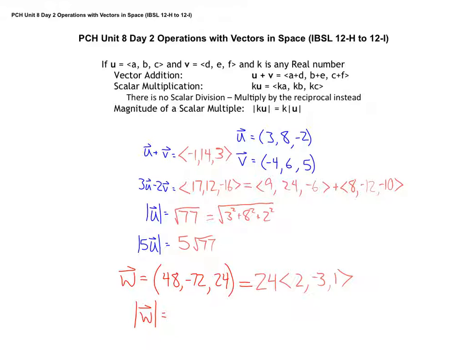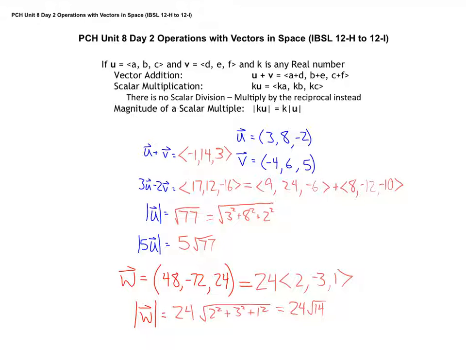And I don't know about you, but when I go to find the magnitude of w, I'd much rather do 24 times the square root of 2 squared plus 3 squared plus 1 squared than have to actually square 48 and 72 and 24. My numbers stay a whole lot smaller, and the radical will be a lot closer to simplest radical form here as well. So notice we get 4 plus 9 plus 1. That's going to be square root of 14. So it's simply 24 root 14. And that's our magnitude of w.